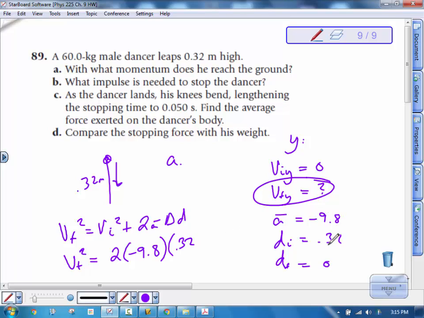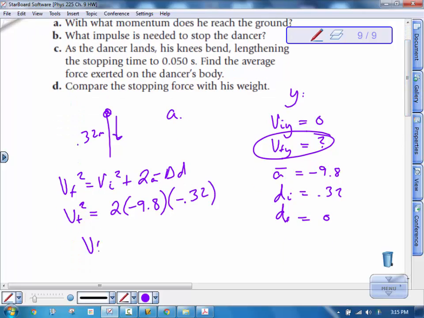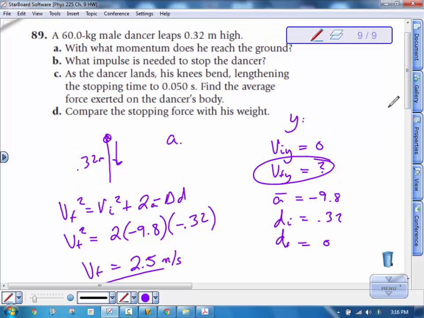In fact, actually it's negative. It's final minus initial, so it's -0.32 technically. Double negatives will cancel, obviously. So we get velocity equals the square root of this quantity, which is 2.5 meters per second. That is the velocity he hit the ground with. Therefore, the momentum would be that times the mass, and the mass is 60 kilograms. So if we multiply that answer by 60, we get 150.3. And that's mass times velocity, so kilogram meters per second for our momentum.